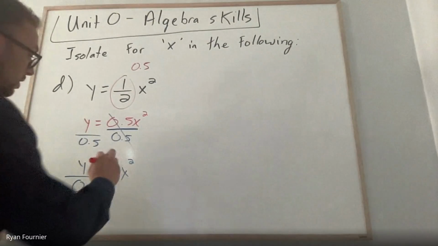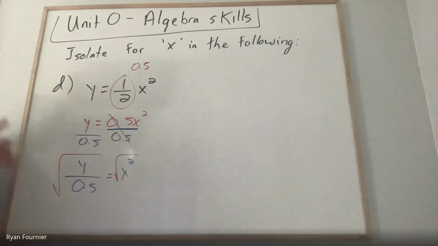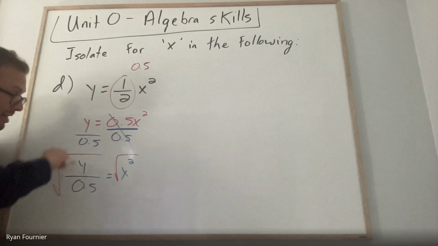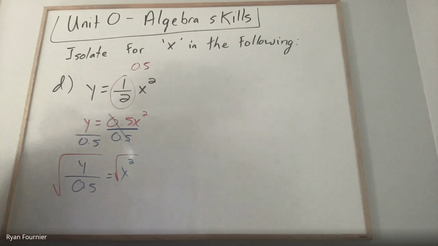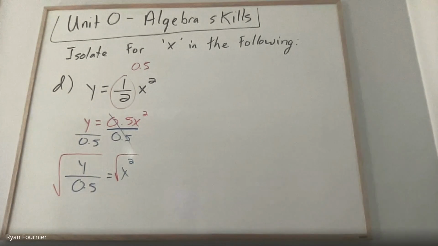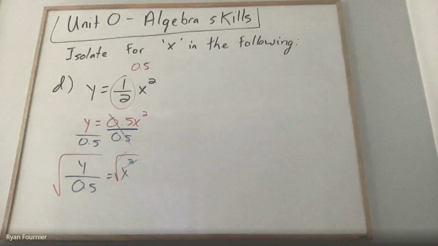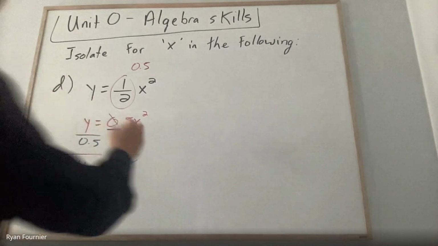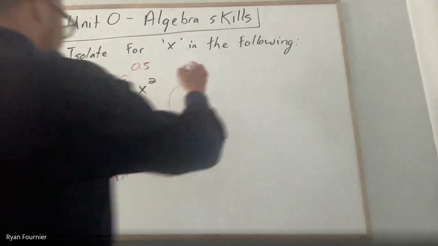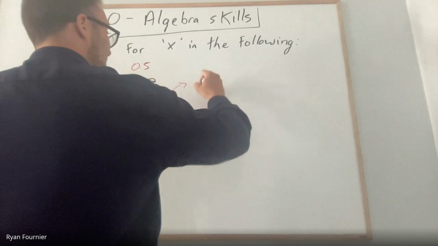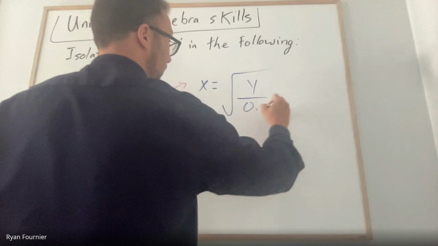So we're going to put the square root here and the square root here. Now, when you're doing this, remember to put the entire left side under the root. Okay? And then what happens in math is the root and the squared on the x cancel each other out. And so my final formula, and I'll write this in blue, ends up being x equals root y over 0.5.